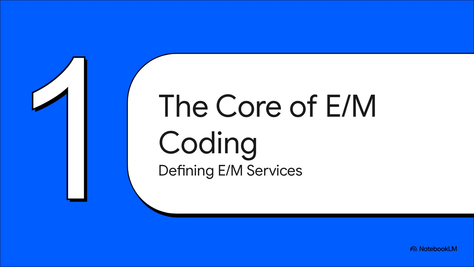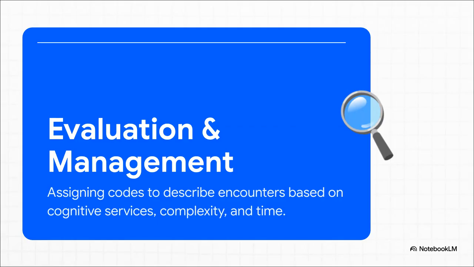Let's define what we're actually talking about here. E/M is a term that gets thrown around a lot, but its exact definition is super important. Basically, evaluation and management is the process of assigning codes to describe a patient encounter, but it's specifically based on cognitive services, complexity, and time. Think of it this way. These codes represent the intellectual work a provider does. It's the brain power. It's evaluating the symptoms, formulating a diagnosis, and managing a patient's care plan.